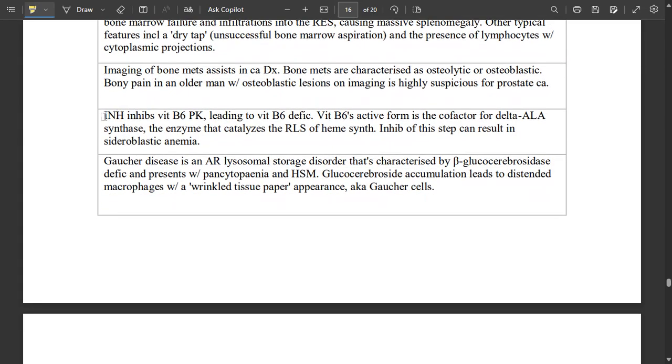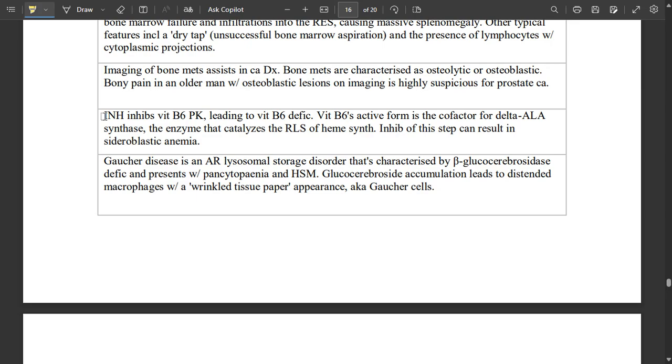Okay, so INH, isoniazid, inhibits vitamin B6. So INH inhibits vitamin B6, therefore there is no vitamin B6.